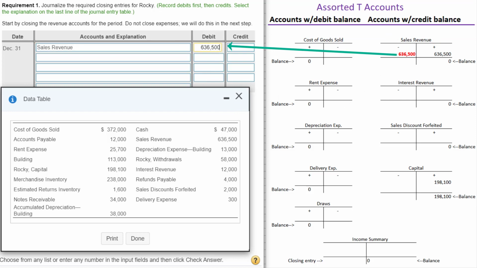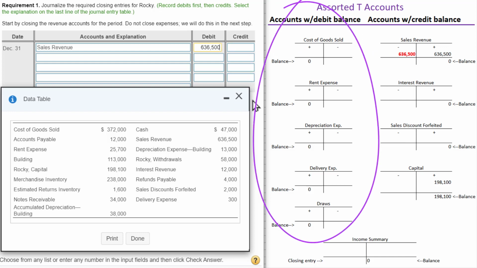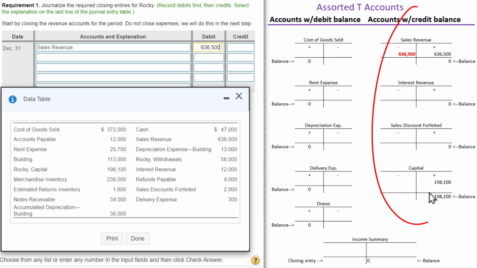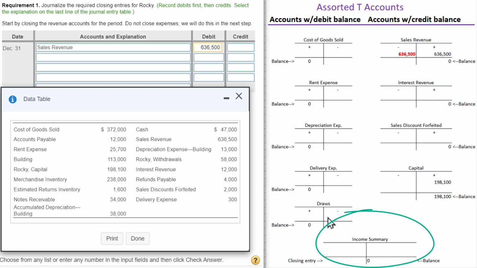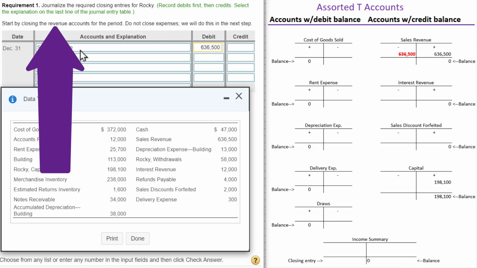And I forgot to mention over here on my T accounts, on the left column, I decided to put all the accounts with a debit balance, which means expenses. Remember, cost of goods sold is an expense, and draws. Over here on the right side, I've put the accounts with a credit balance, which means the revenue accounts and capital. And then down here, I've got income summary. And remember, income summary has no plus or minus side to it.